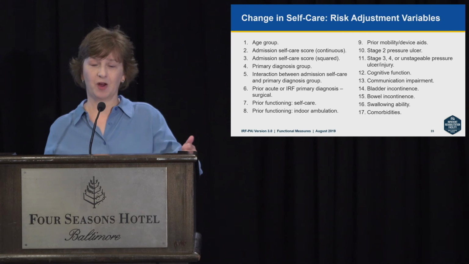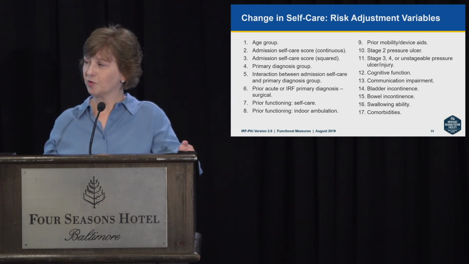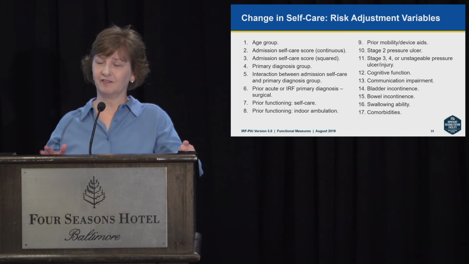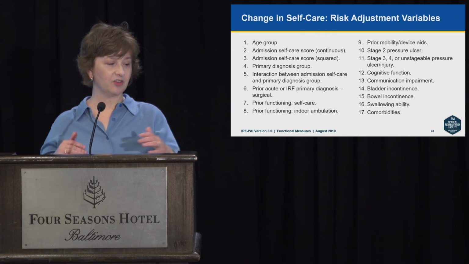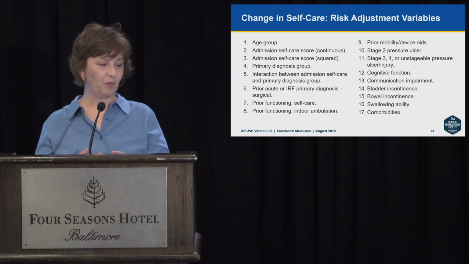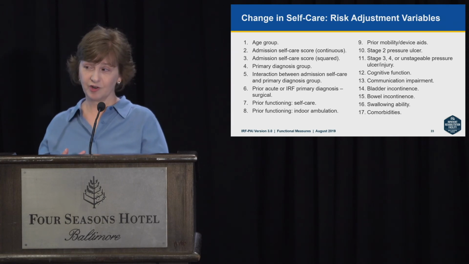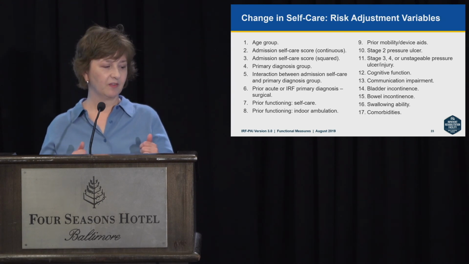We also adjust for primary diagnosis. So for example, individuals who have experienced a stroke tend to have different functional recovery if they come in at the same level for admission function than somebody who's maybe had a hip fracture. And so we adjust for primary diagnosis. We also adjust for whether they had surgery or not. In general, what we found with our data is that regardless of diagnosis, individuals who had surgery, major surgery, prior to the IRF admission, they tend to have better outcomes. So we adjust for that.